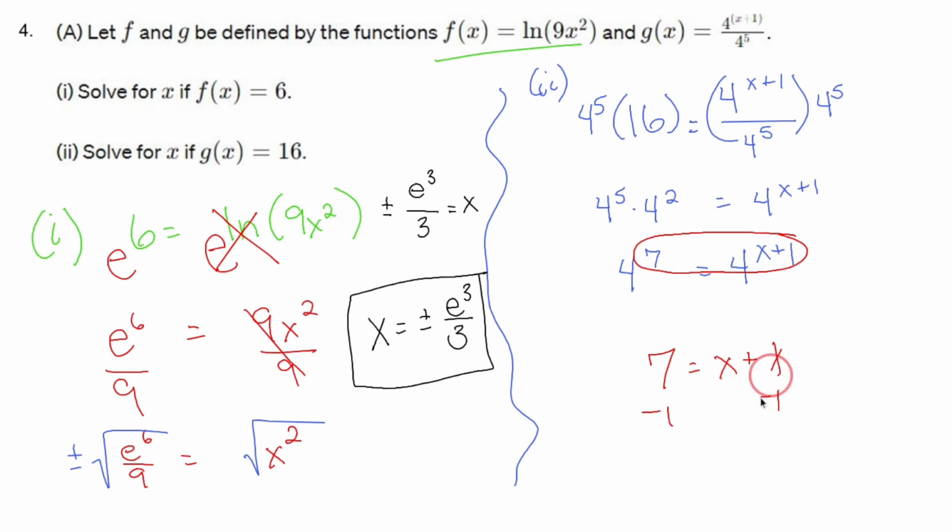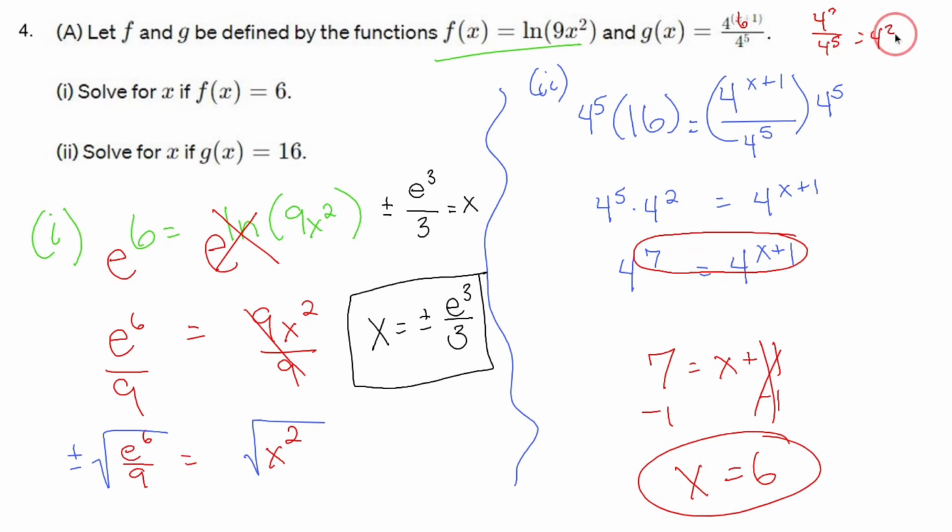Subtract 1, x is going to equal 6. There's no rules here saying that I can't do this. And yeah, this kind of makes sense. I mean, if you were to go up here and say 6 plus 1 is 7, so 4 to the 7th over 4 to the 5th equals 4 squared, which is 16, which is what I'm supposed to get.